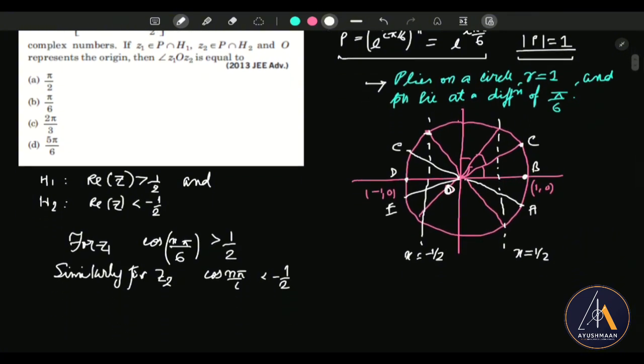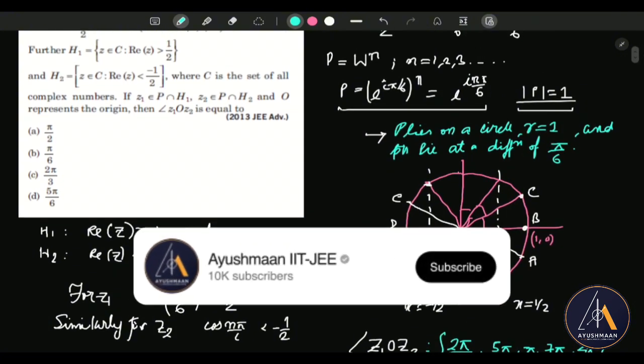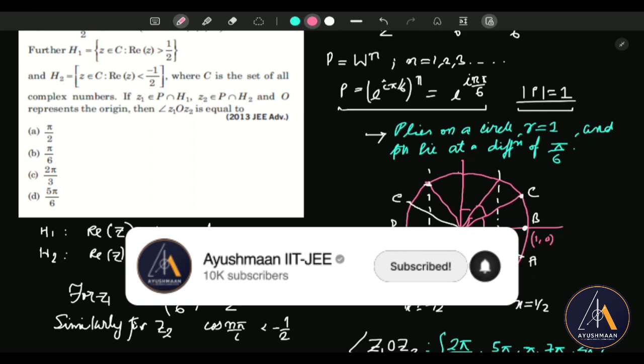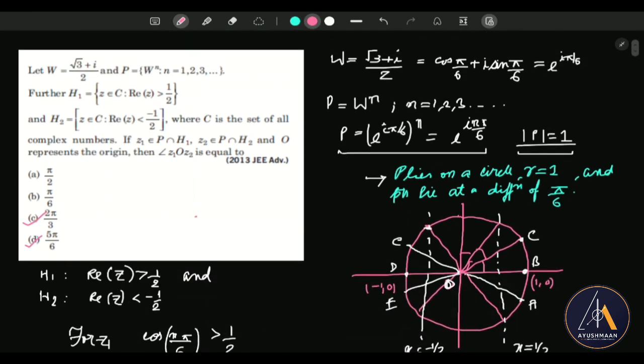So if you look carefully, angle z1 O z2 can be 2π/3, it can be 5π/6, π, 7π/6 and 4π/3. These are the possible angles. Now diving into the options, we can see that 2π/3 and 5π/6 are there. So the correct answers to this question are option C and option D.